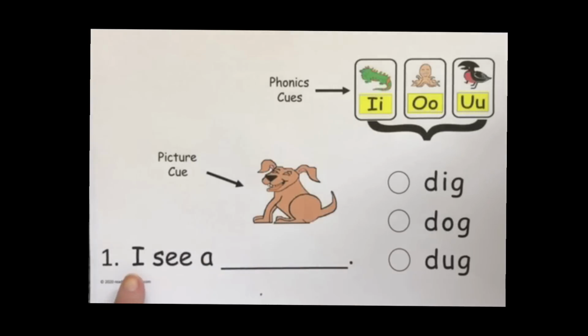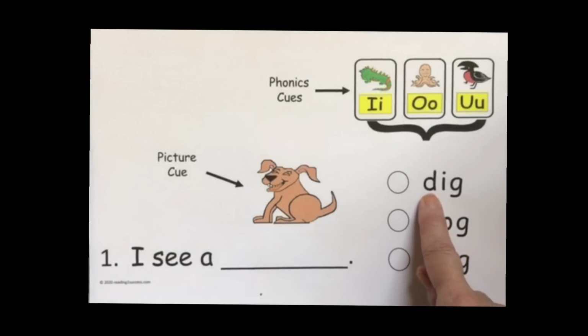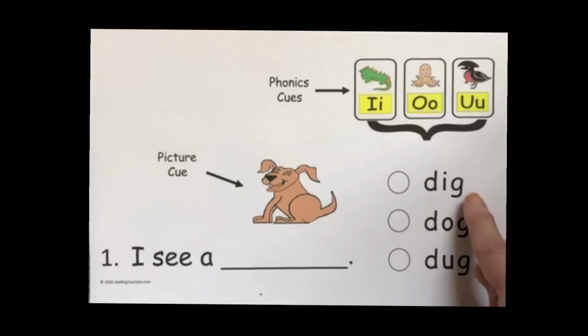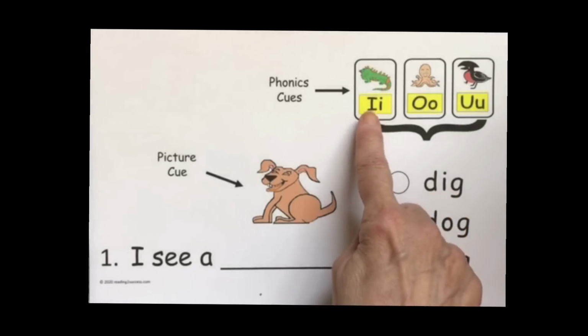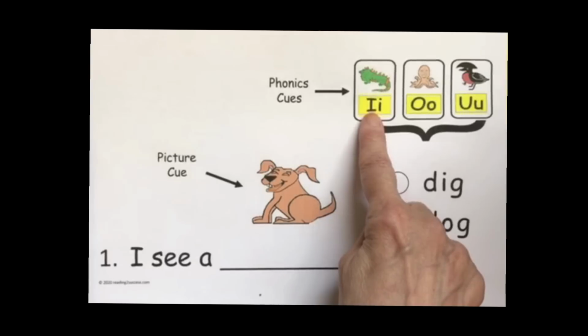So then let's see. I see a dog. Would that work? Yes. Okay. So we need to look at our 3 words. We have a choice. The 3 words are very similar. They start with a D, they end with a G, but they have different vowels. And we've learned our short vowels, but let's just review them. The short I makes a like iguana.